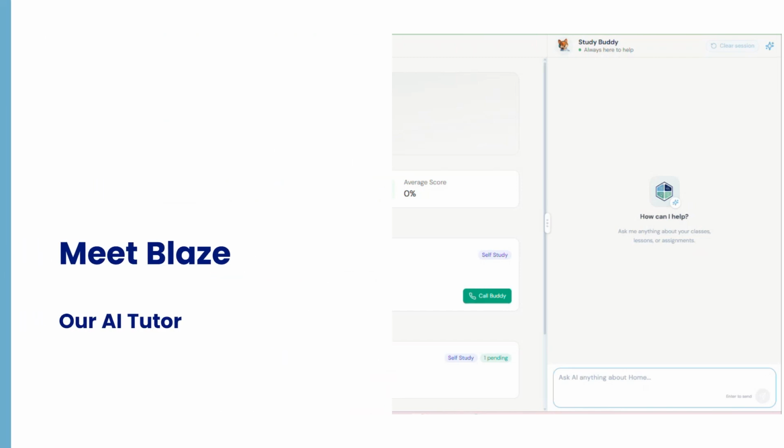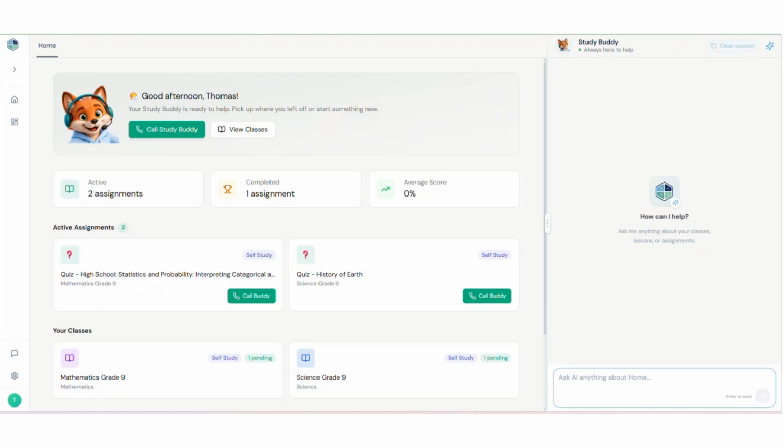Let's get learning. So one of the most common questions we get is, what does a session with Blaze actually look like? Today I'm going to show you exactly that. I've set up a demo student portal for Thomas, a ninth grader, and we're going to ask Blaze to explain metabolic processes, a topic straight out of ninth grade biology. Watch how Blaze breaks it down in real time on the whiteboard just like a real tutor would. Let's jump in.